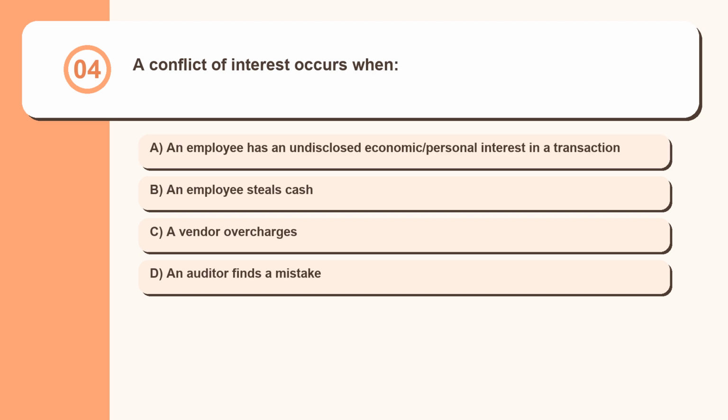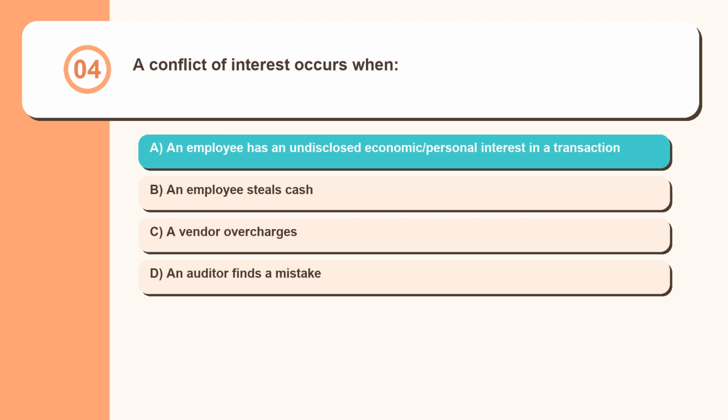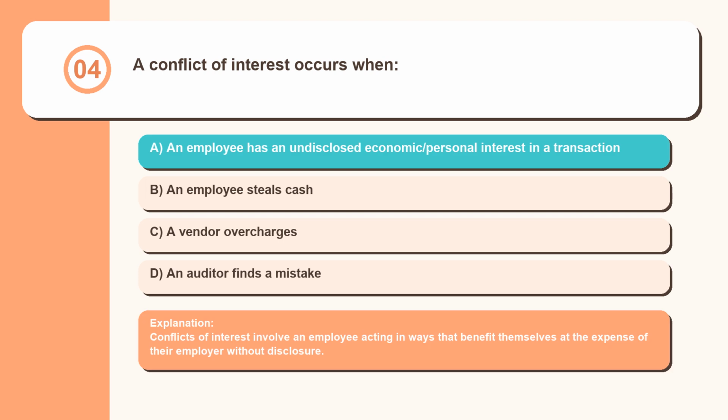Question 4. A conflict of interest occurs when an employee has an undisclosed economic or personal interest in a transaction, an employee steals cash, a vendor overcharges, an auditor finds a mistake. Conflicts of interest involve an employee acting in ways that benefit themselves at the expense of their employer without disclosure.